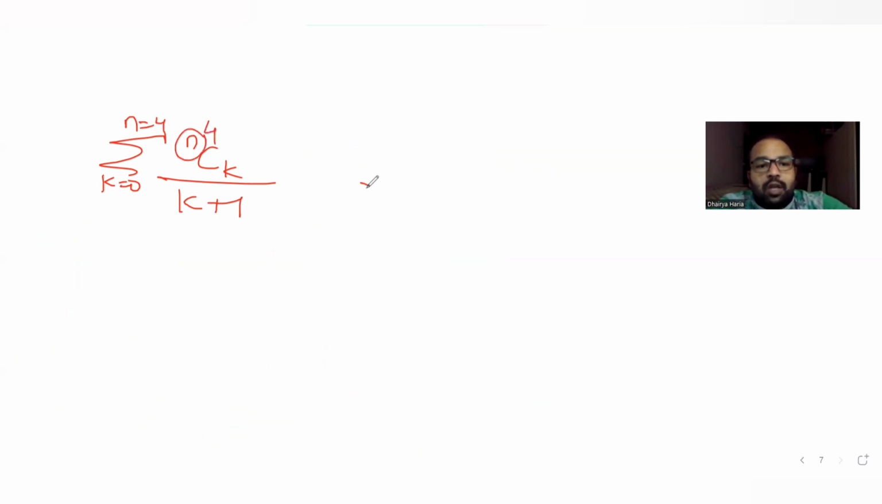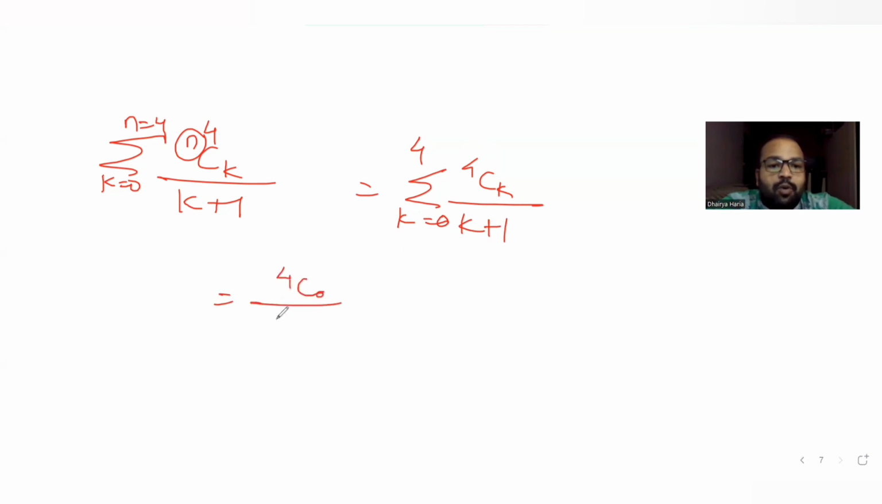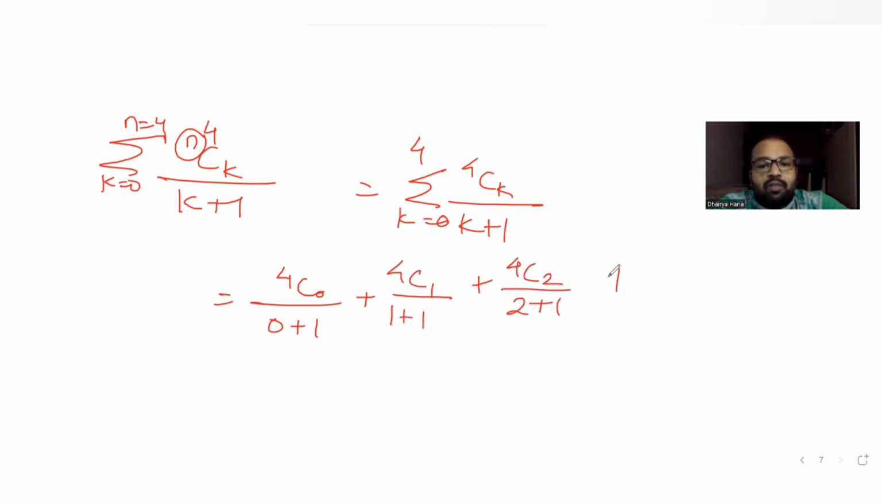Now let's find out whatever he is asking for, which is summation k equals to 0 to n nCk upon k plus 1. I know n is 4 now, so I'll replace n with 4. I get summation of k equals to 0 to 4, 4Ck upon k plus 1. If I put k as 0, it becomes 4C0 upon 0 plus 1, 4C1 upon 1 plus 1, 4C2 upon 2 plus 1, 4C3 upon 3 plus 1, and 4C4 upon 4 plus 1.